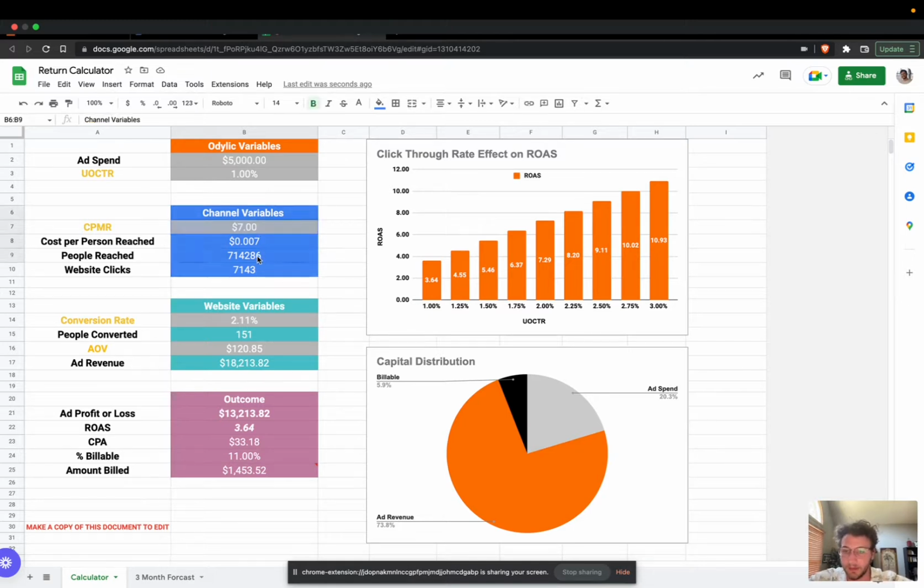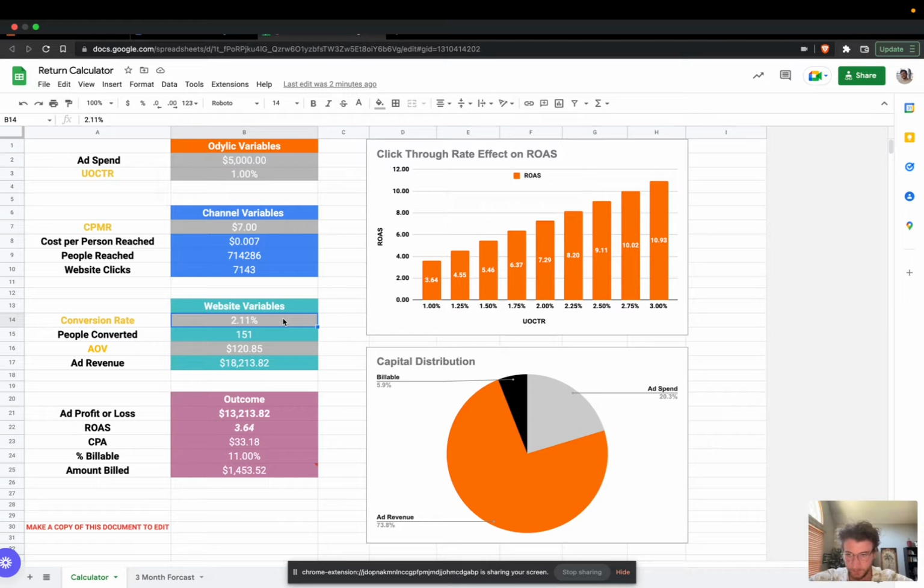So that's all those variables. So now we have 7,000 website clicks. Now you get 7,000 people to the site. That's great. Now we get into website variables. And this is really determined mostly by your price, your niche, and the way your website looks. So obviously, a $10,000 sofa is going to have a lot lower conversion rate than a $50 t-shirt. Very different. But of course, your offer and how good of quality your sales funnel is going to really impact this as well.